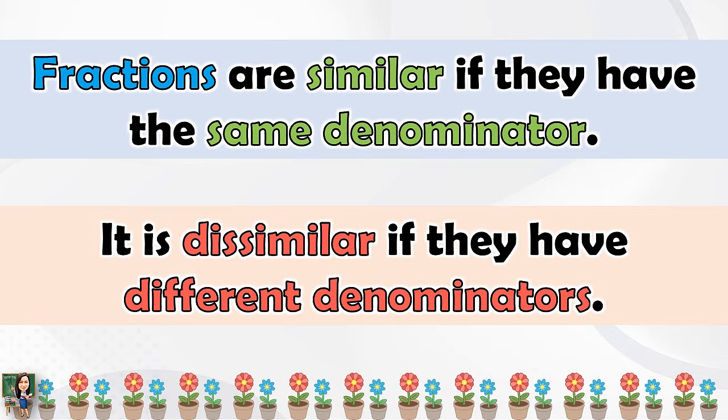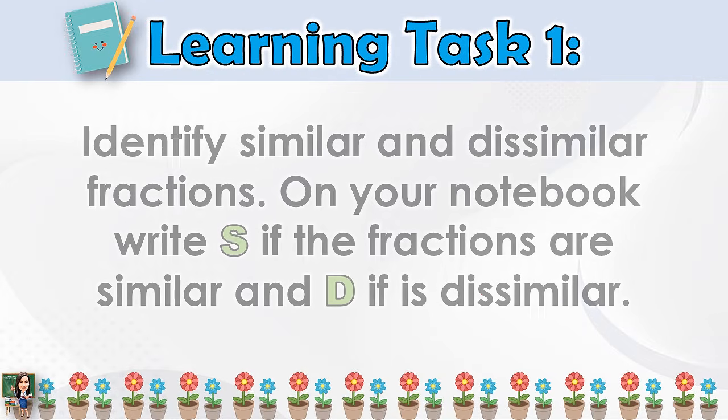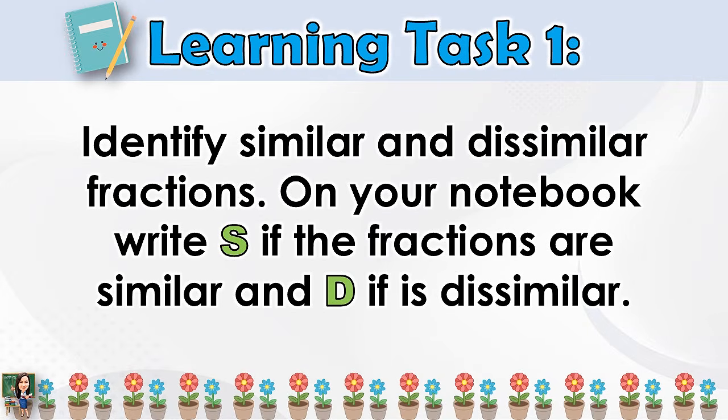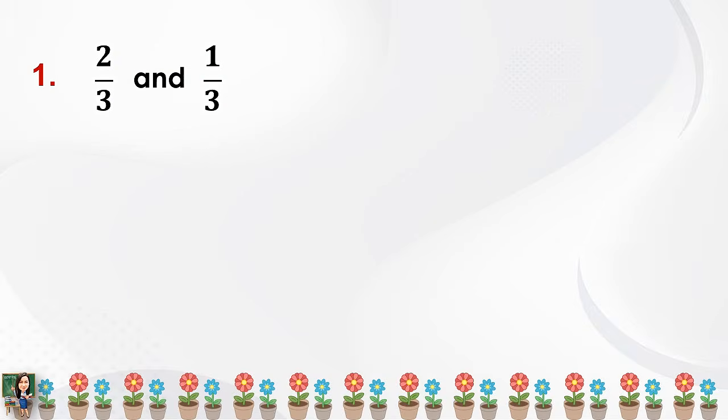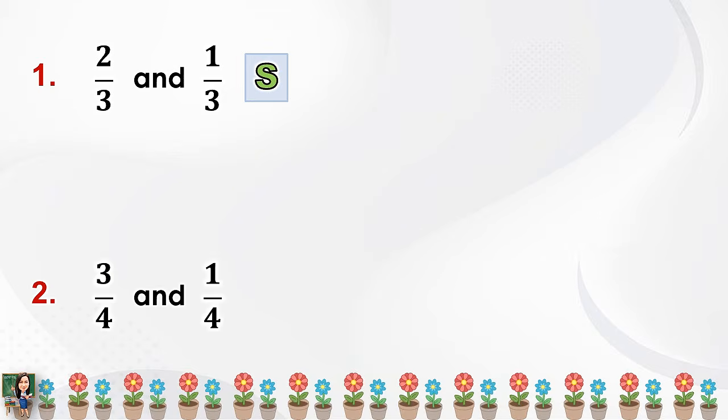To understand more about our lesson today, we will start our topic by doing Learning Task 1. Identify similar and dissimilar fractions. On your notebook, write S if the fractions are similar and D if they are dissimilar. Number 1. 2/3 and 1/3. First, look at the denominators. The denominators are the same. So is it a similar or dissimilar fraction? Very good. The answer is S. Similar fractions. Number 2. 3/4 and 1/4.